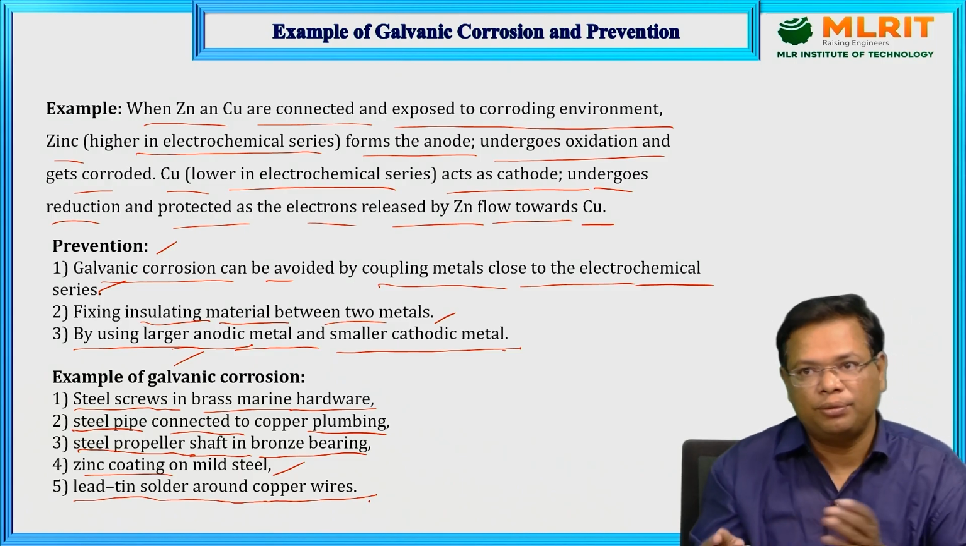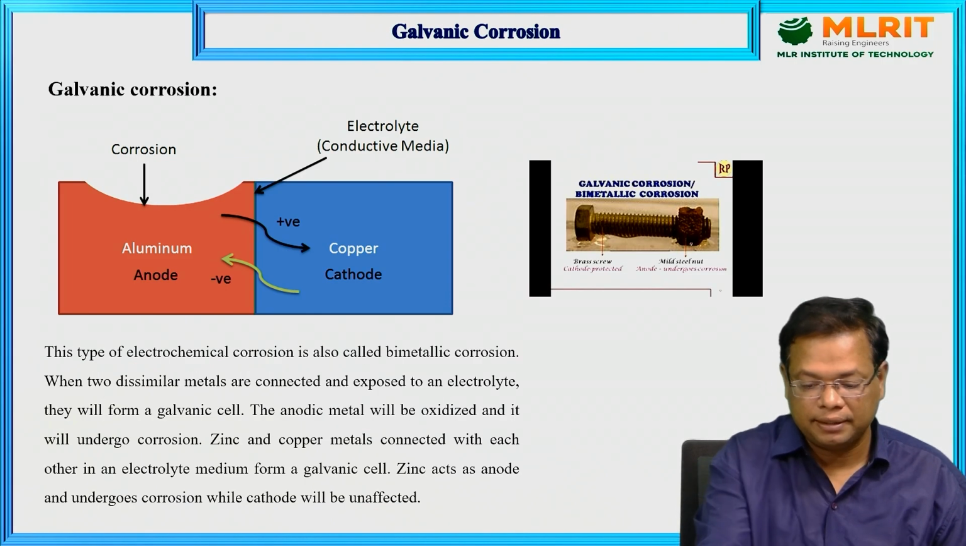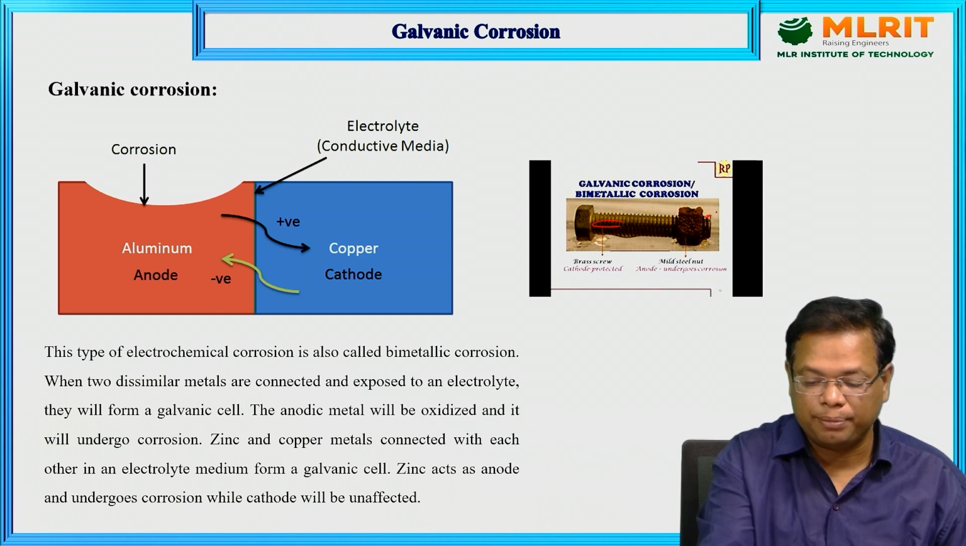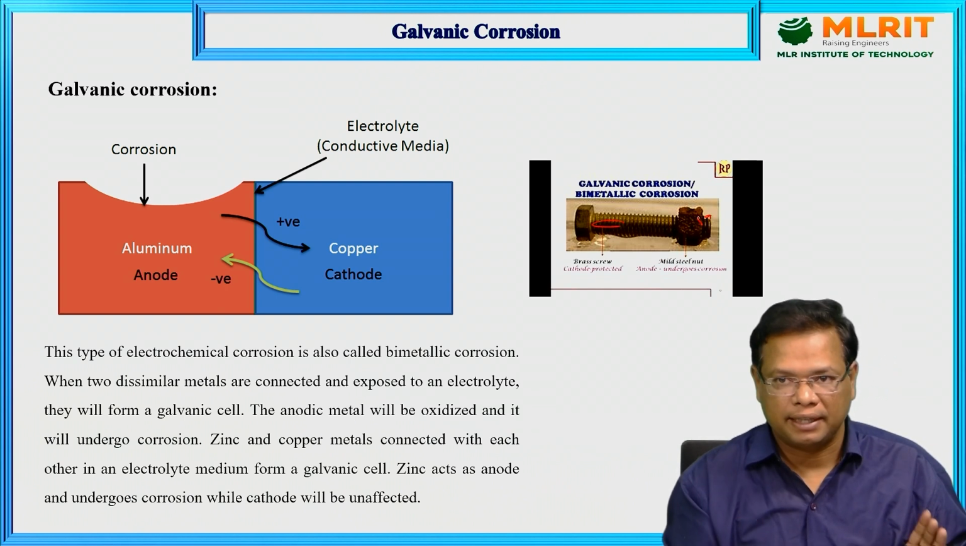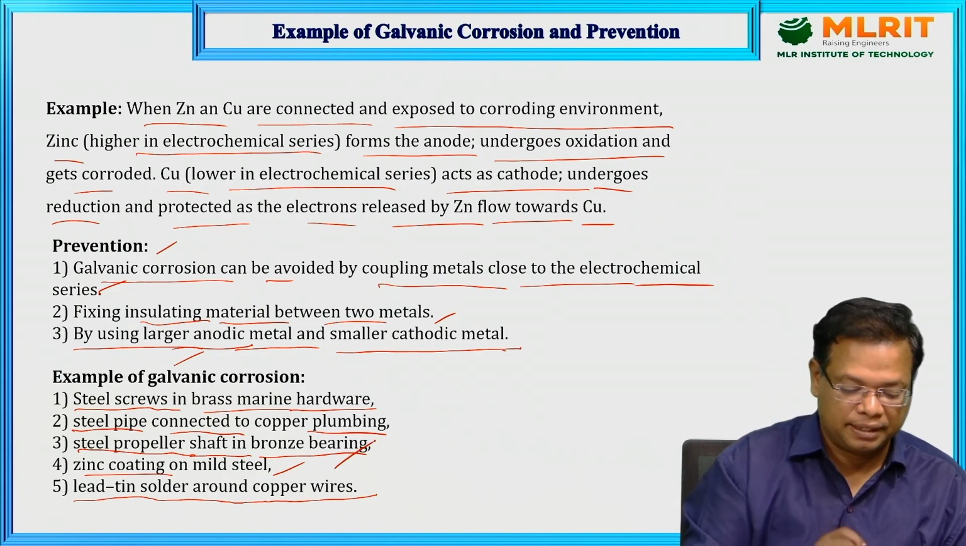So with two different metals, as we saw in the last slide, this is one metal and this is another metal, so automatically corrosion will form due to the formation of the anode and cathode. This is the actual concept we have just discussed here.